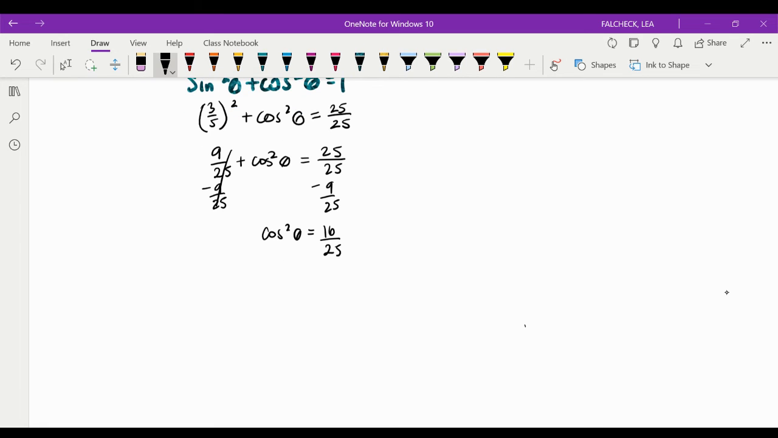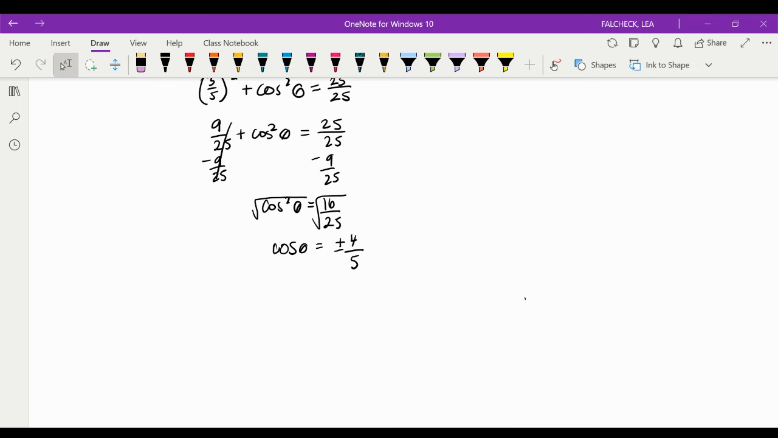You can just treat this like any other equation, right? In order to undo the exponent squared, I would just square root both sides. And I get the cosine of theta equals plus or minus the square root of 16 is 4, square root of 25 is 5, plus or minus 4/5.